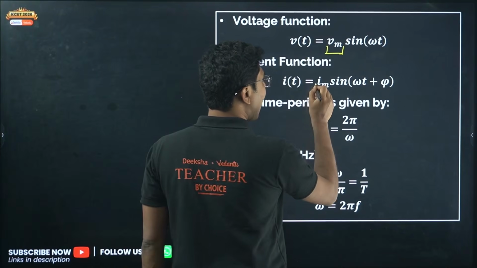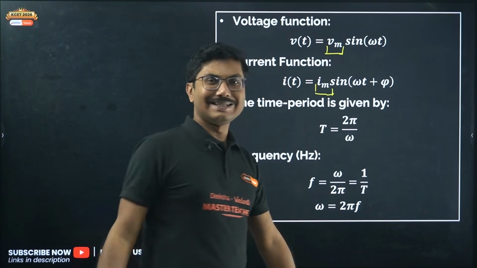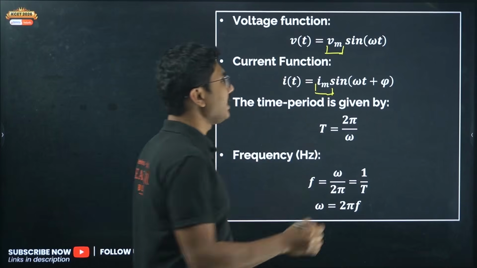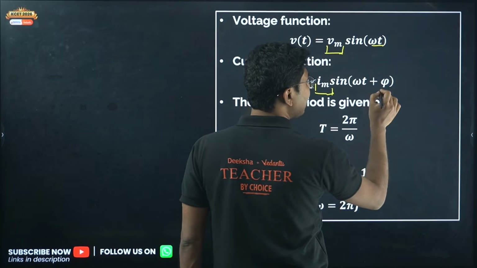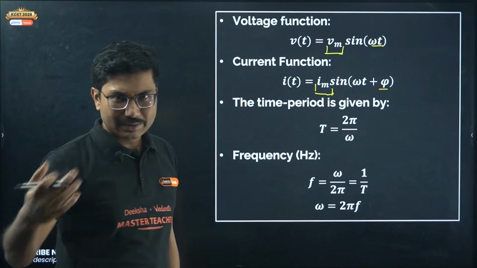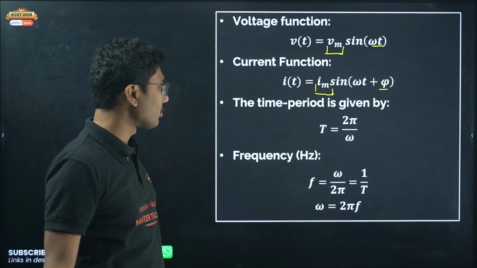Im represents I max. Okay, now in an AC circuit something complicated happens. Even if you apply sine omega t, the current can be sine omega t plus phi. We will explain that in detail in a short while.